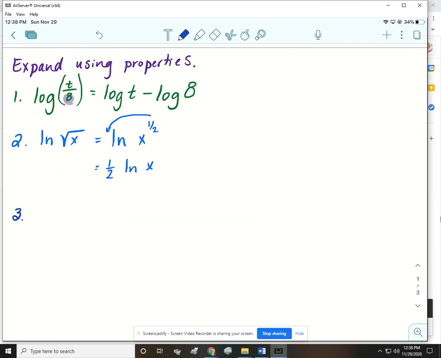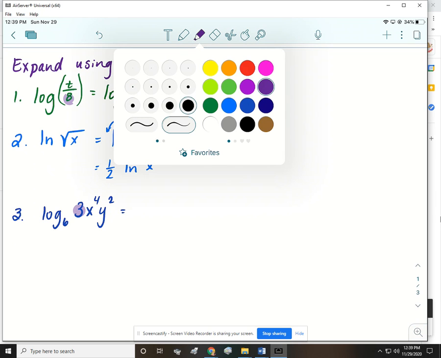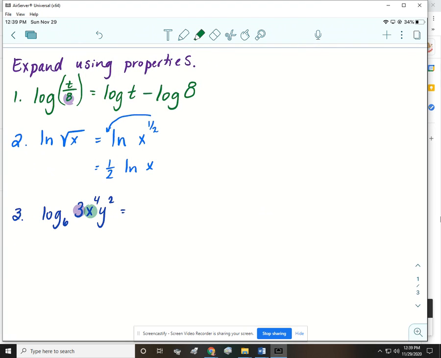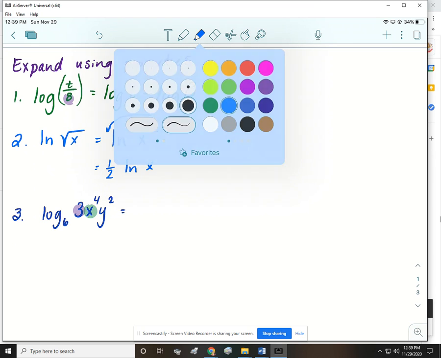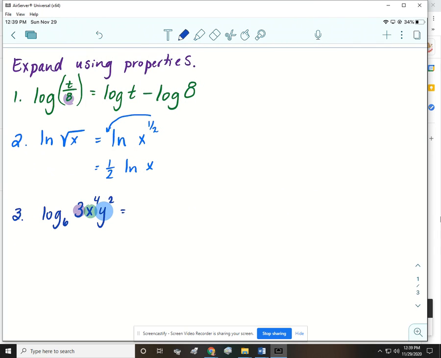Okay, now this one's going to have a lot. So this one we have log base 6 of 3x to the 4th y to the 2nd. All right, now we have a product here, obviously, but pay attention because we actually have 3 different factors you're multiplying by each other. We have the 3, we have the x to the 4th, and we have the y to the 2nd. All right, so we're going to have 3 separate logarithms. So each one of those is going to get its own logarithm.